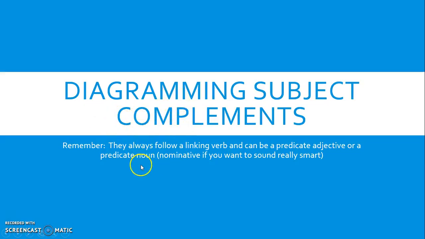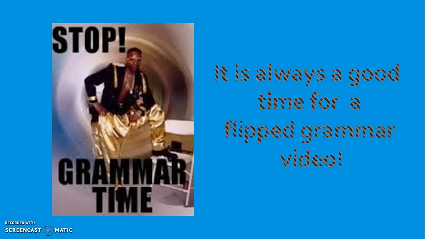I think it's Tuesday. I think I assigned this for Tuesday night's homework. And we are going to be working on diagramming subject complements. Please remember that a subject complement always follows a linking verb, never an action verb. It can either be a predicate adjective or a predicate noun. If you want to sound snotty, you can say it's a predicate nominative, or smart, I guess.